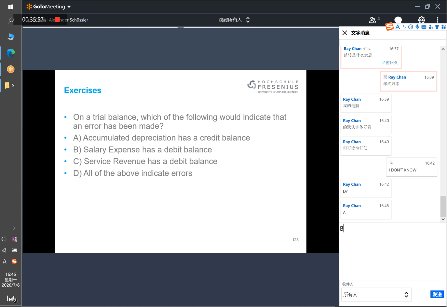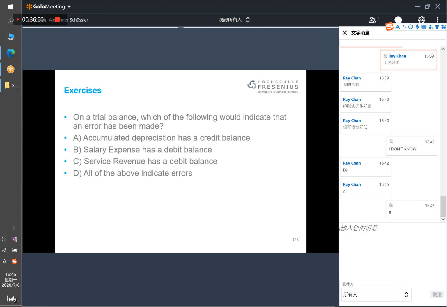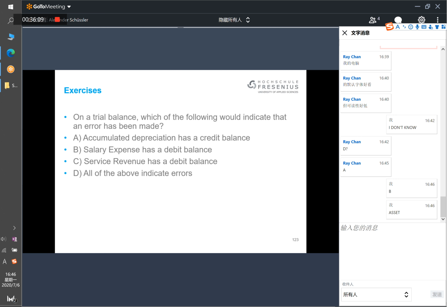Let's go through all the answers. Accumulated depreciation is a contra asset account. Yeah, it's an asset, correct? It's a contra asset. Generally assets have debit balances, but because we're talking about a contra account, a credit balance is correct.